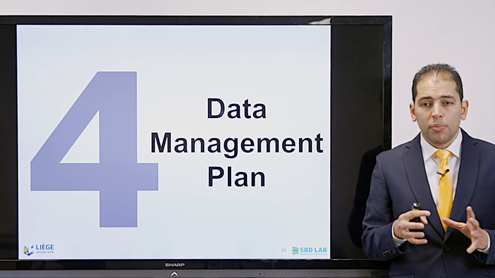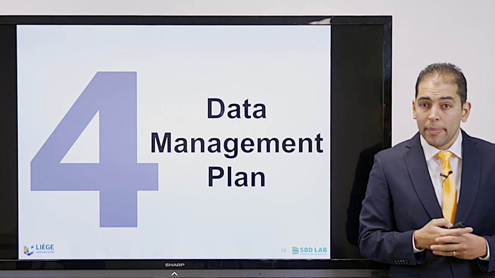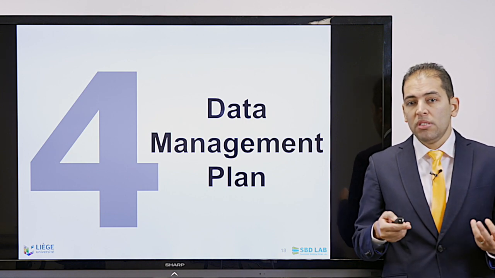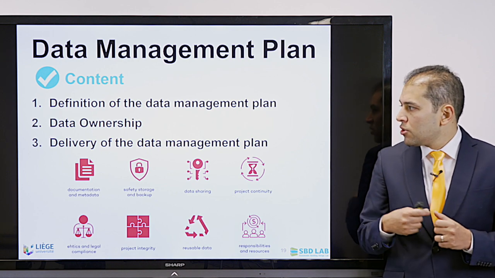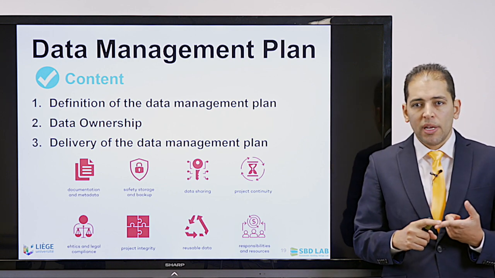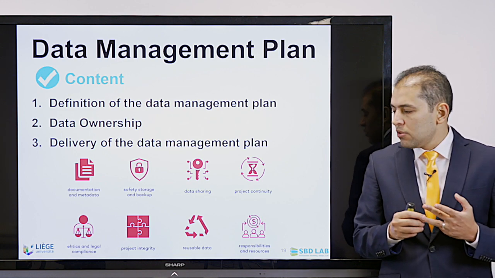Now, I'm ending up talking about the guidelines, and now I want to talk with you about some examples of data management plans, or as we call them, the DMPs. First of all, you need to have a table of content. So here you have a definition of your data management plan. You need to define who is the data owner, and you have to have a delivery of your data management plan.